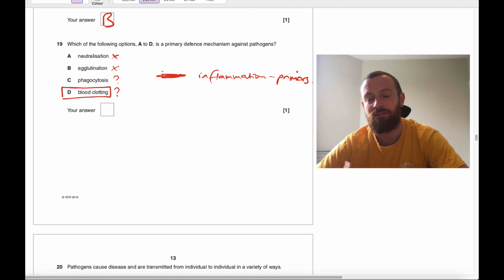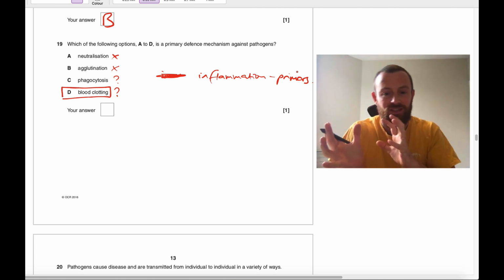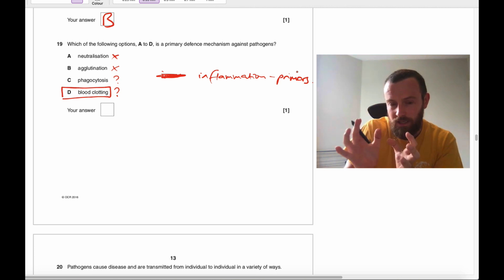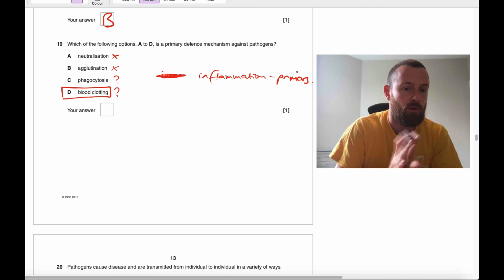I would class inflammation more of a secondary thing because it's when it's in the body, and phagocytosis and inflammation kind of are very closely linked. But phagocytosis, I think, yeah, on reflection, phagocytosis definitely secondary. Blood clotting is the best one there for D.